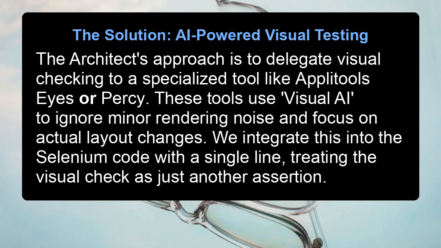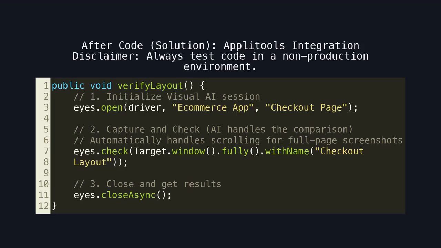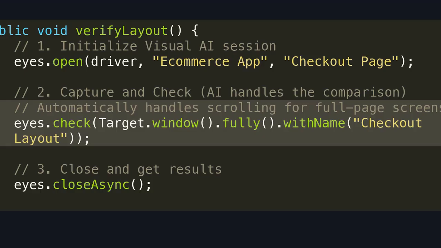We integrate this into the Selenium code with a single line, treating the visual check as just another assertion. After code solution, Applitools integration. Disclaimer: always test code in a non-production environment. Instead of manual comparisons, we send the DOM and screenshot to the visual AI cloud. The tool handles dynamic content, stitching scrolling pages, and ignoring noise like blinking cursors.